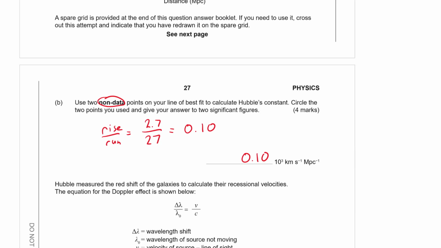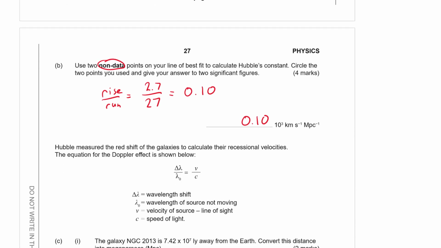So notice that I have to make that two significant figures if I want to get full marks. Now, in their marking key, they accepted 0.095 to 0.105. So they accepted that range of values there. If you're outside that range, you would have missed a mark.